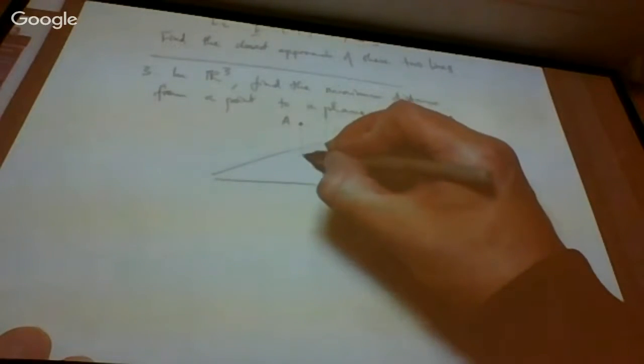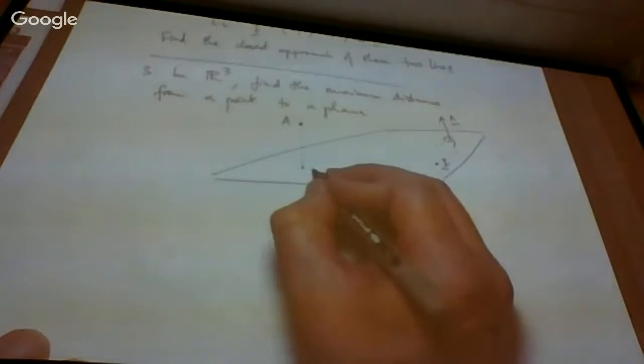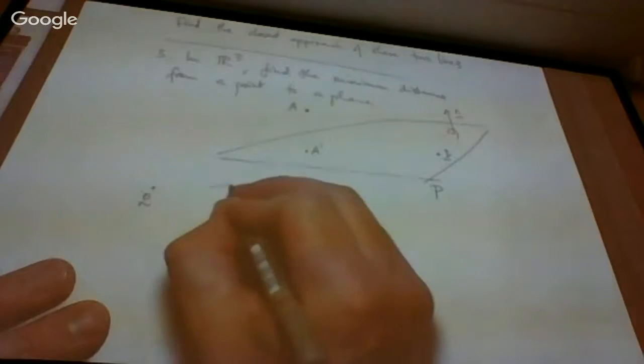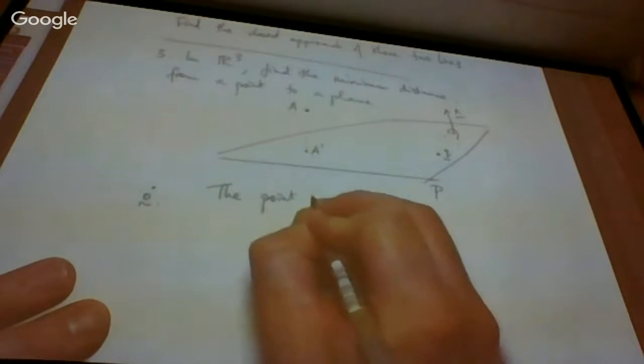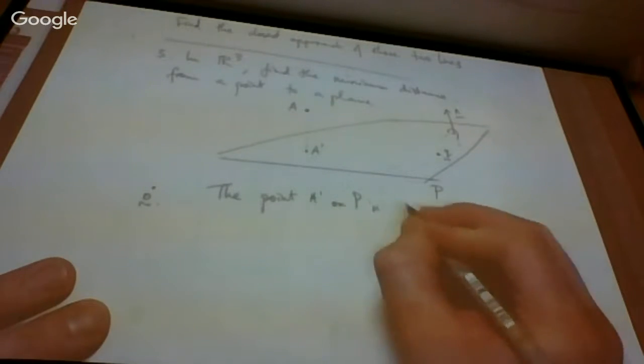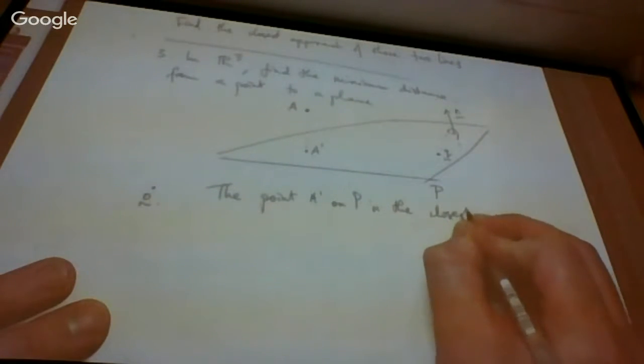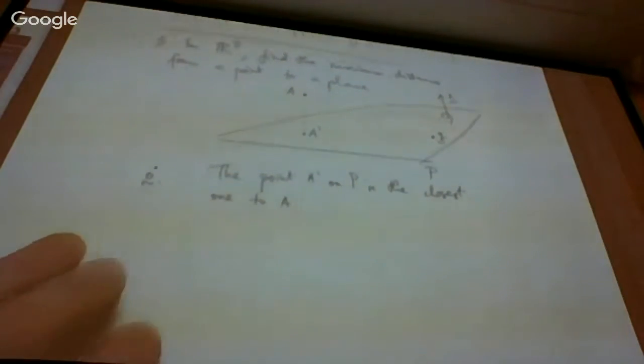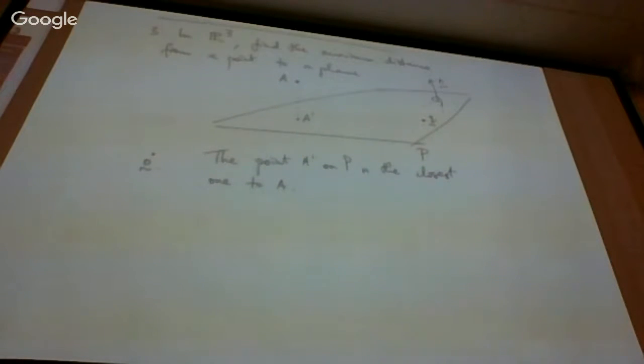So what's the minimum distance from this point to this plane? Well, we can sketch it in here. Let's call this point A prime. The origin will be down here somewhere. So there's this point A prime, which is lying on the plane P, and which is the closest you can get to the point capital A, while still remaining on the plane P. So the point A prime on P is the closest one to A. So we want to find this distance.